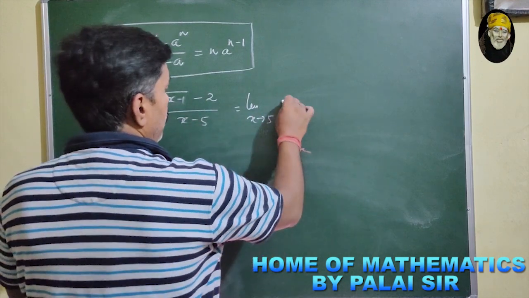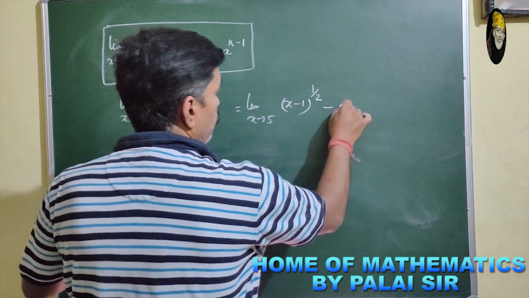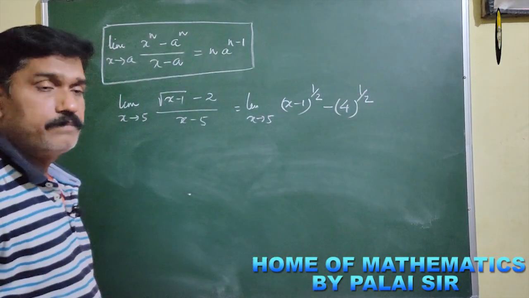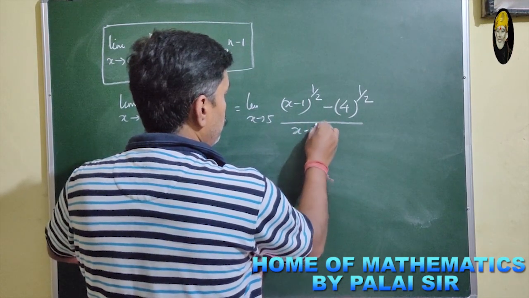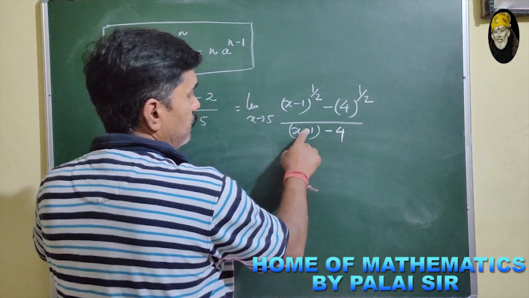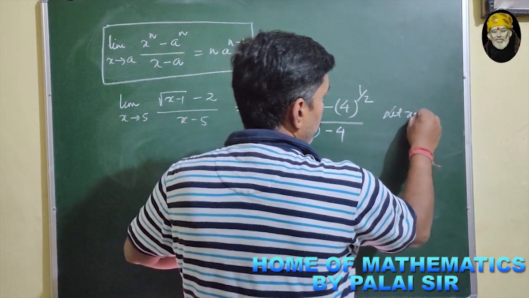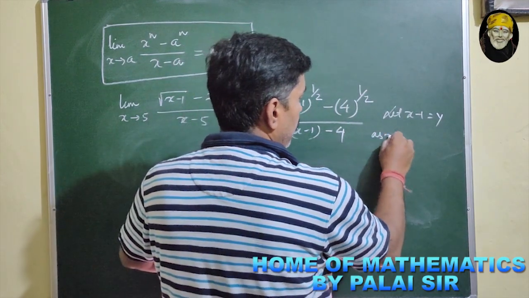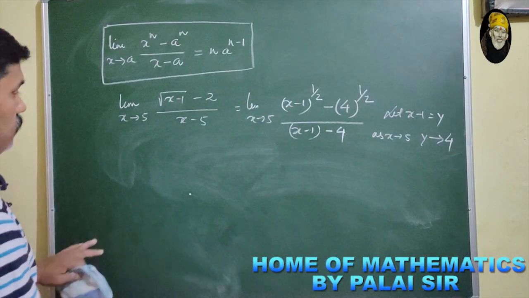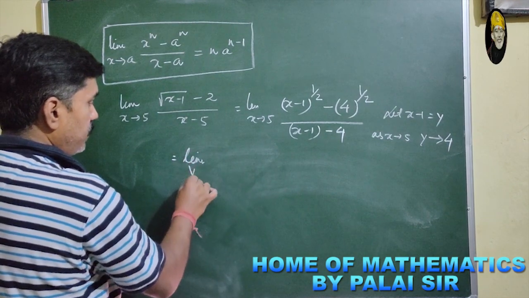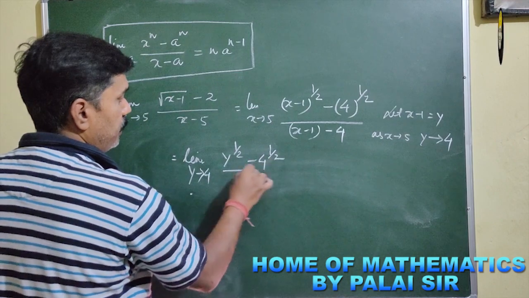This can be written as x minus 1 to the power 1 by 2. This 2 can be represented as 4 to the power 1 by 2. Any doubt here? 2 is the square root of 4. Now this x minus 5 can be represented as x minus 1 minus 4, which is good, you are getting 5. So here you take, let x minus 1 as y. As x tends to 5, y tends to 5 minus 1, that is 4. Now you change this one. So what you will find? Limit y tends to 4, y to the power half minus 4 to the power half divided by y minus 4.